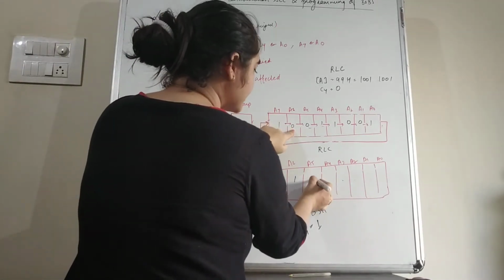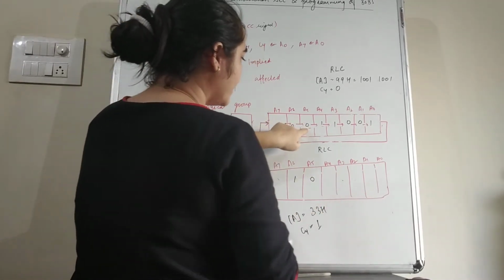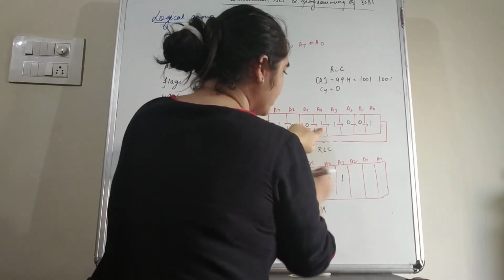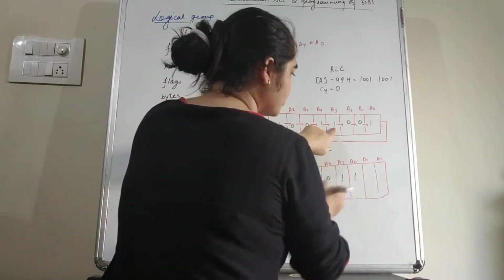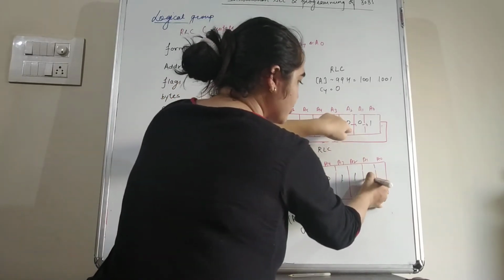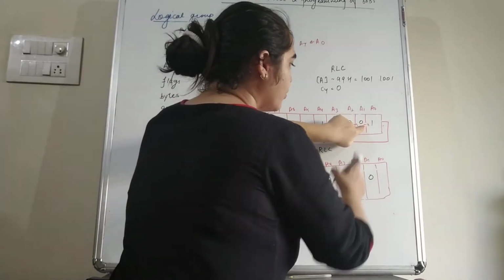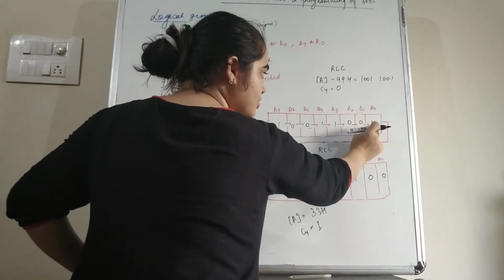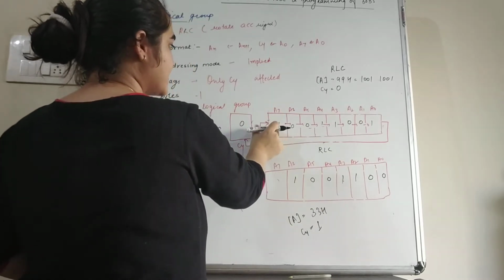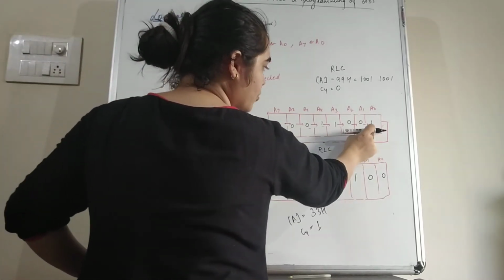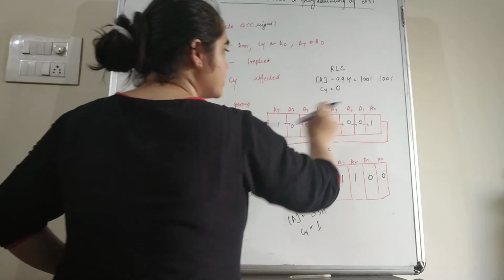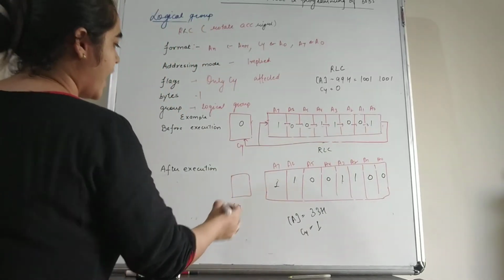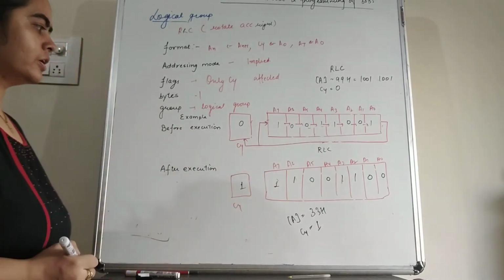The value of A6 will be shifted to A5. The value of A5 will be shifted to A4. The value of A4 will be shifted here. The value of A3 will shift to A2. The value of A2 will shift to A1. And the value of A1 will shift to A0. And the value of A0 will be moved to A7, as well as the carry flag. So what was in A0? A0 has value 1. So that will be shifted here into A7, as well as into the carry flag.